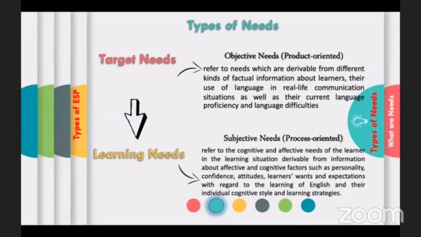Here, we're talking about something abstract. It refers to the cognitive and affective needs of the learner in the learning situation, derivable from information about affective and cognitive factors such as personality, confidence, attitudes, learners' wants, and expectations with regard to the learning of English, and their individual cognitive style and learning strategies. I may give you examples.